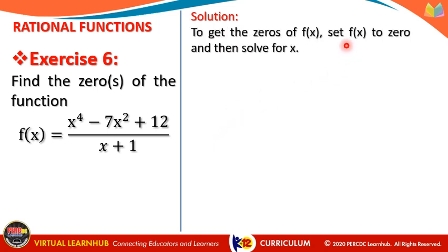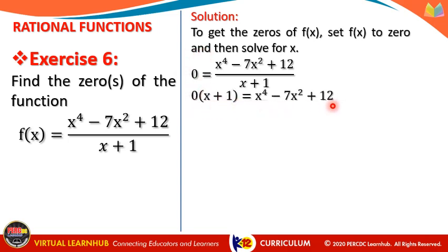Isa-set natin yung f of x na 0, edi magiging ganito, cross multiply, we will get this, and then we'll get this. As you can see, what we have is a 4th degree polynomial. Now, I just want to teach you something here. Paano mag-solve ng roots ng 4th degree if let's say ang involved lamang ay x raised to 4, x squared, at yung constant. So again, itong method na ituturo ko sa inyo is applicable lamang if ang meron ay x raised to 4, x squared, at constant.